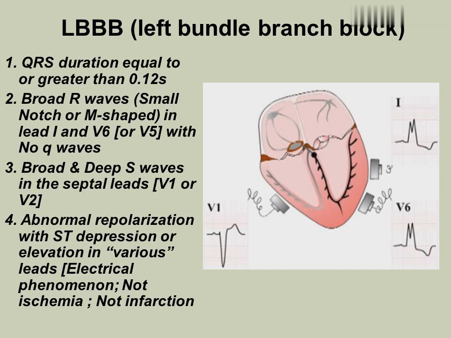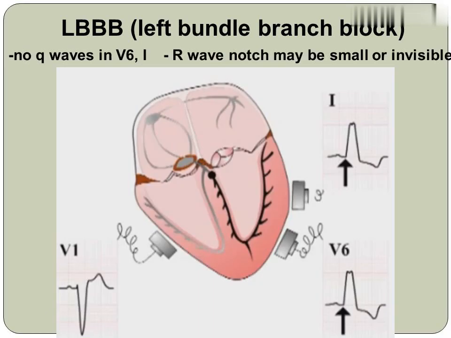LBBB, left bundle branch block. 1. QRS duration equal to or greater than 0.12 s. 2. Broad R waves, small notch or M-shaped, in lead I and V6, or V5, with no Q waves. 3. Broad and deep S waves in the septal leads, V1 or V2. 4. Abnormal repolarization with ST depression or elevation in various leads, an electrical phenomenon, not ischemia, not infarction. LBBB, left bundle branch block. No Q waves in V6, I; R wave notch may be small or invisible.